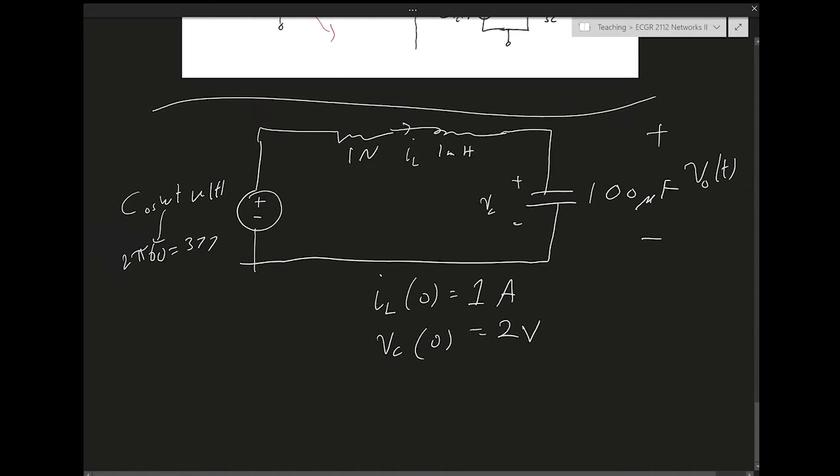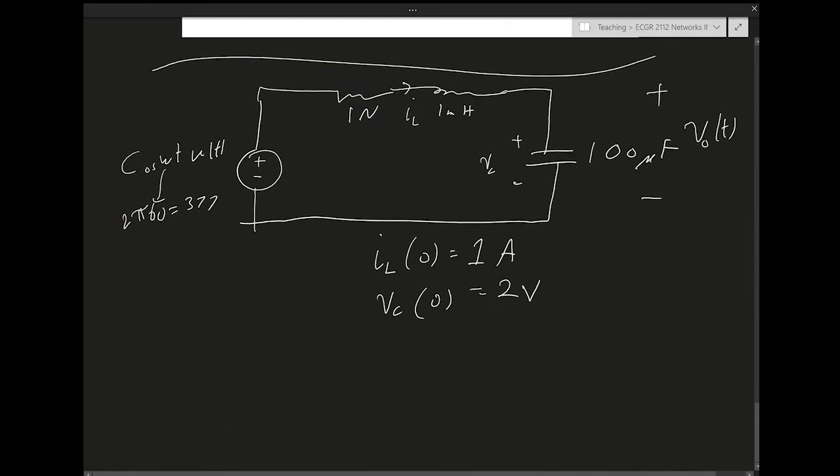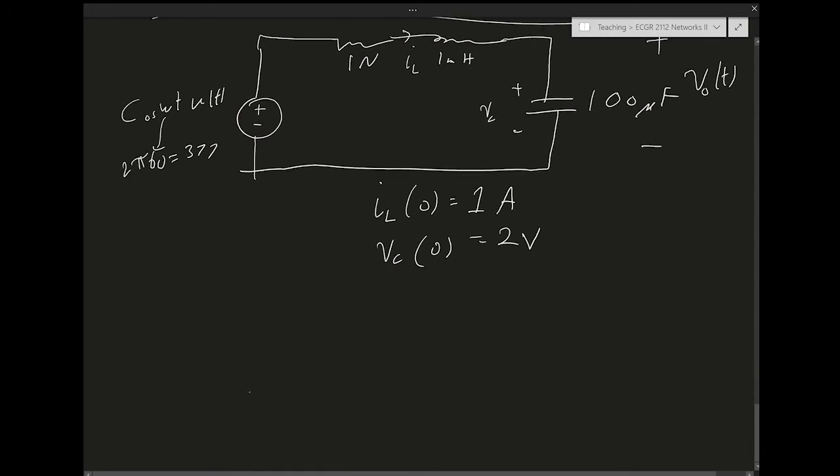Right. So all we have to do now is redraw the circuit in the S domain. So that was what we drew in the time domain. The S domain circuit model is going to look like this. So the input VIS is just a matter of taking the Laplace transform of the cosine. So this is going to be S over S squared plus omega squared, where omega is 377, right? And then the resistor is just a resistor.